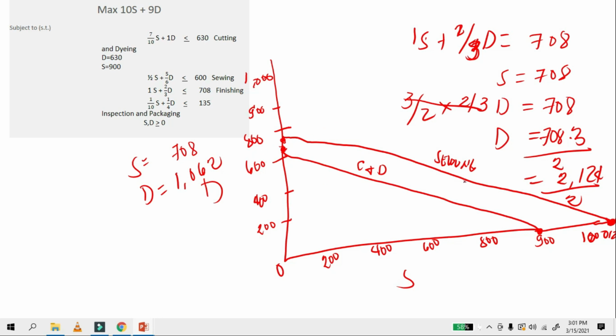Okay, so let's graph the two variables now. For the standard, we have 708. So the point is here, between 800 and 900 on the axis. And for the deluxe, we have 1,062. So it is above 1,000 on the y-axis. So let's connect the two. Okay, so that's it for the finishing constraint of our linear problem.